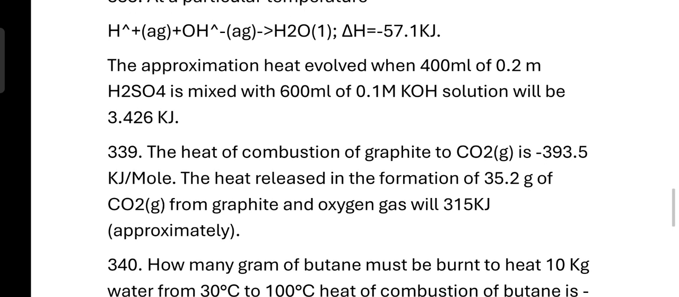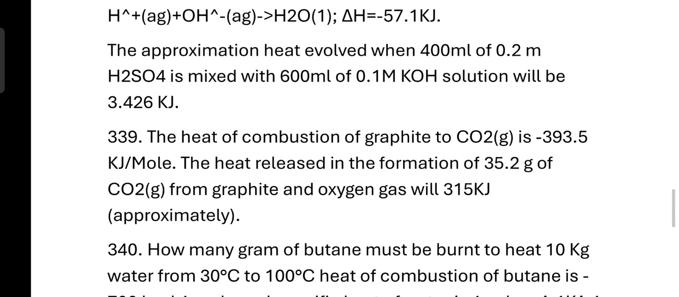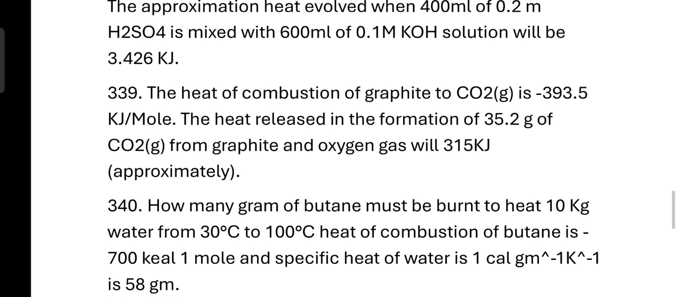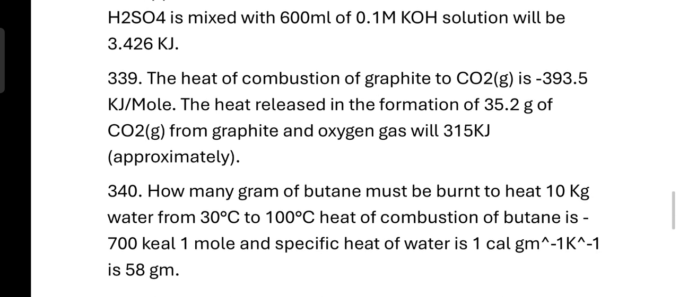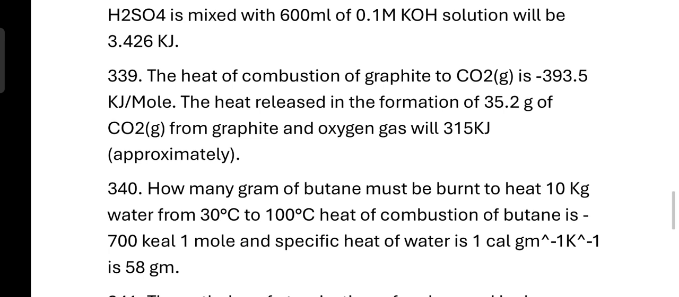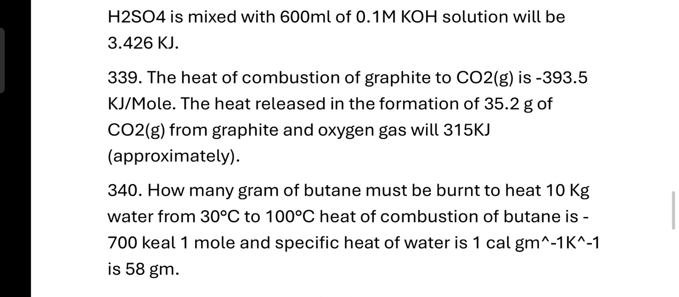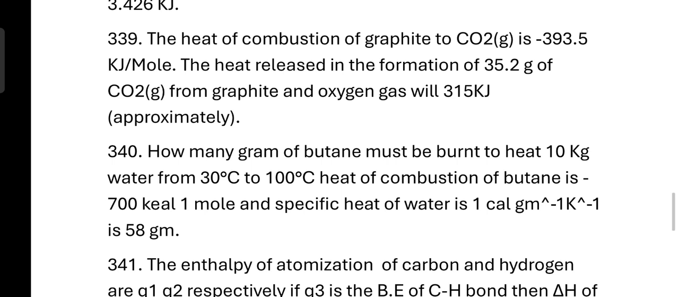H plus aq plus OH minus aq gives H2O liquid, delta H is equal to minus 57.1 kJ. The approximate heat evolved when 400 ml of 0.2 M H2SO4 is mixed with 600 ml of 0.1 M KOH solution will be 3.426 kJ.